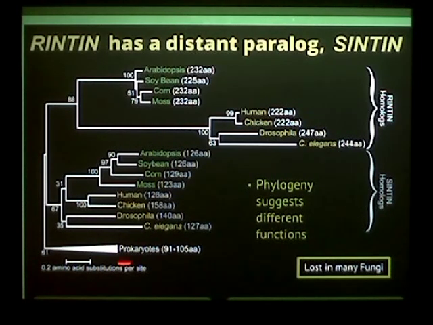I think it's worth noting also that prokaryotes have a domain of unknown function number 167 as well, including E. coli, but we also don't know what those domain family members are doing there either.